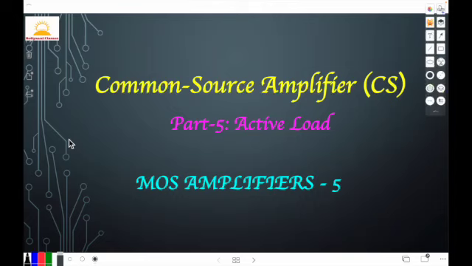In this video, we will study one of the best common source amplifiers. It is the active load common source amplifier. Before going into its detail, let's first understand the drawbacks of the current source load common source amplifier. If you haven't seen my previous video yet, then watch it first and then come back to this video.